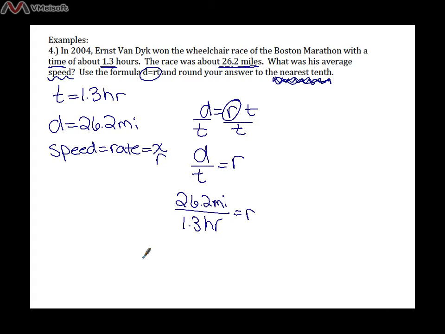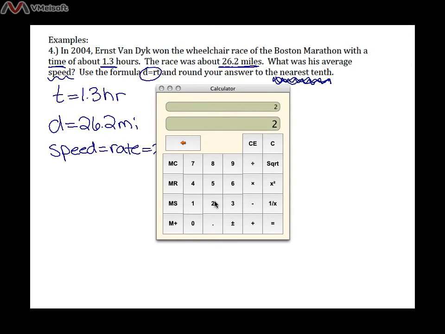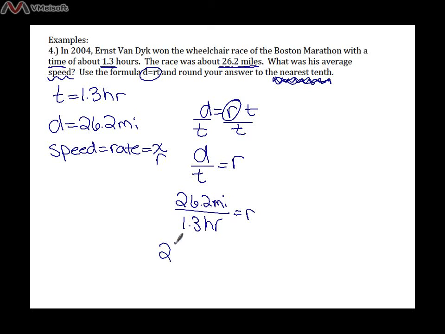Now this is where you can use a calculator. So 26.2 divided by 1.3 equals 20.153, but since I'm rounding to the nearest tenth, I'm just going to make it 20.2. And since it's miles per hour, it's going to be miles per hour equals his rate.